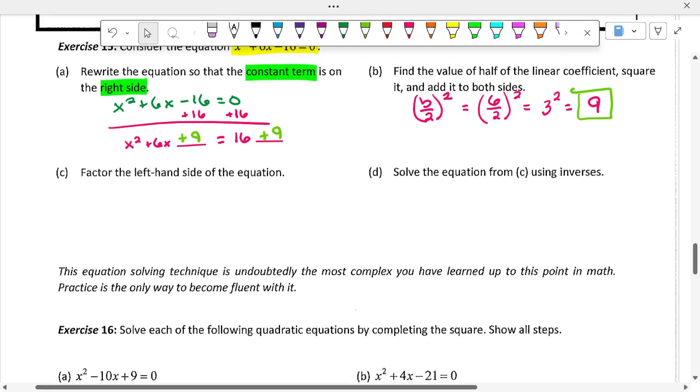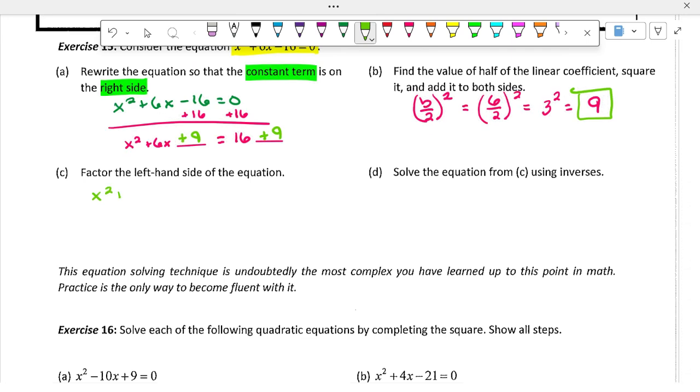So if I rewrite, I'm going to rewrite it: x squared plus 6x plus 9 is equal to whatever 16 plus 9 is, which is 25. Now I'm going to factor the left-hand side. So it should now be a perfect square trinomial. So you can use the trick that I gave you, which is square root the first, square root the last, separated by whatever the sign of the second is. And then you can write it in the bracket squared, parentheses squared.